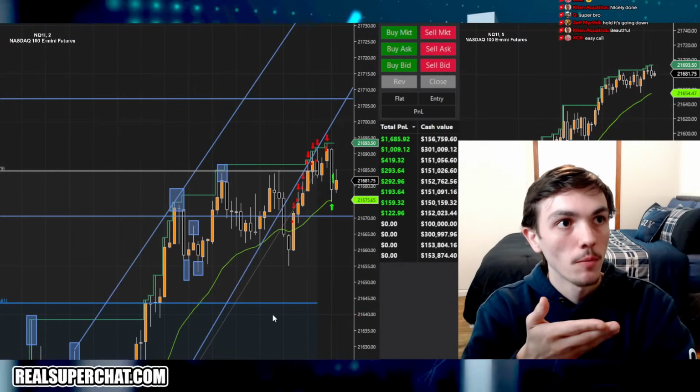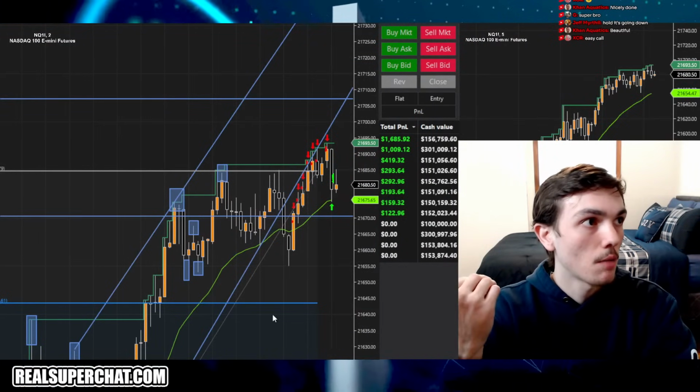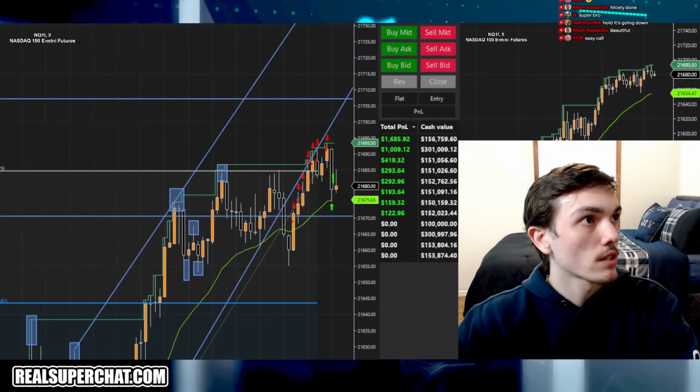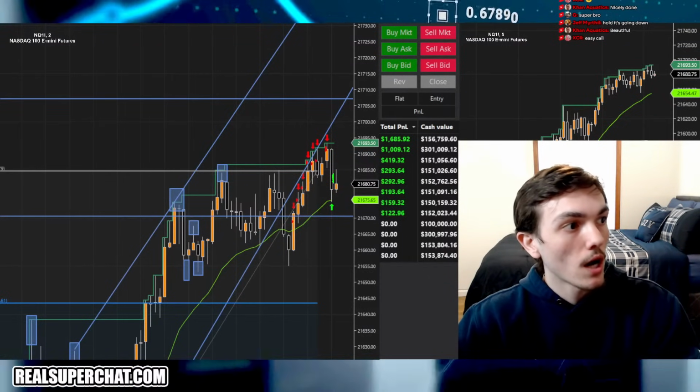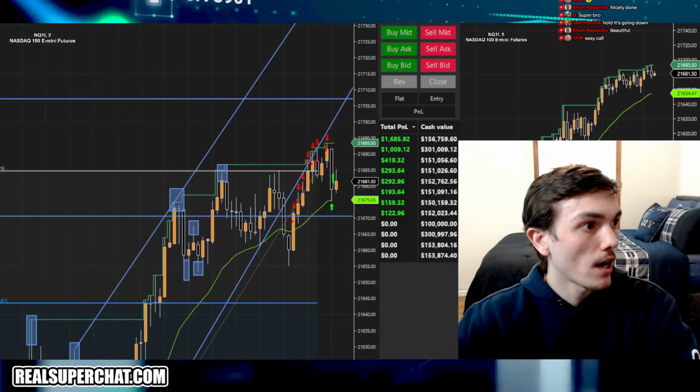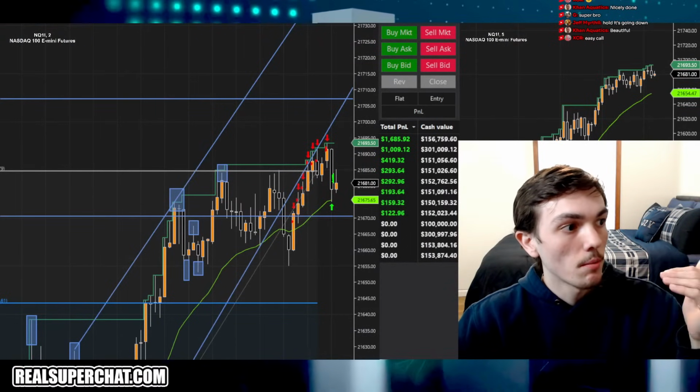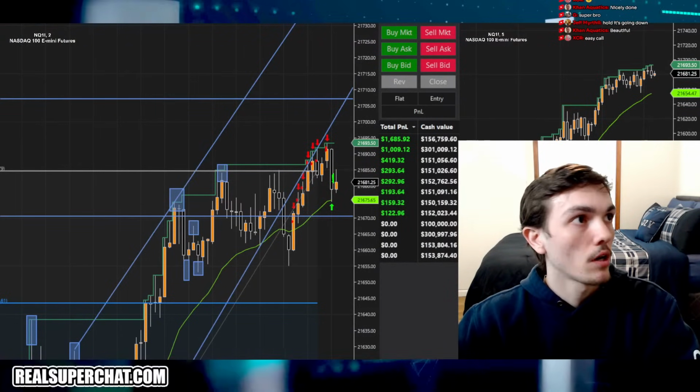Yes. NQ 30 minute looks top heavy. 5 minute looks top heavy. Indicators are getting overextended. You have the ES VWAP. It looks like it wants to be hit. The RSI on the ES 1 minute is below the MA. The Williams R 120 days overextended.